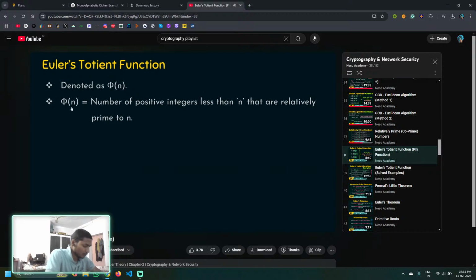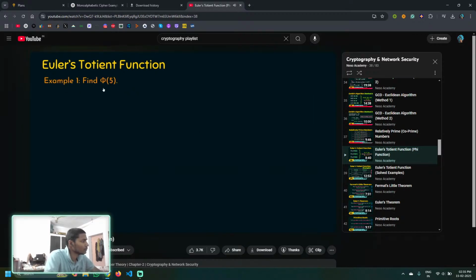Let's dive into the first example. Example number 1: here we are going to find phi of 5. So here n is equal to 5. Let's solve this and understand what this Euler's totient function phi of n is. We know the n value given here is 5, right? So as per the definition, how many numbers that are less than n are relatively prime to n is phi of n, isn't it?